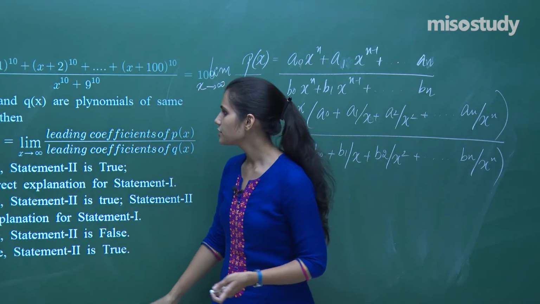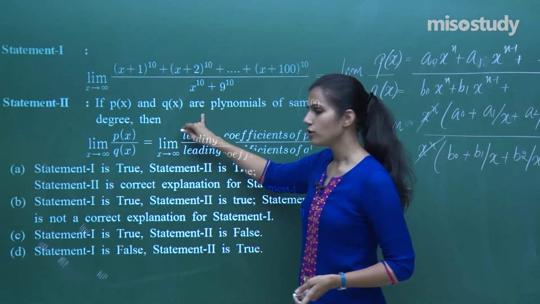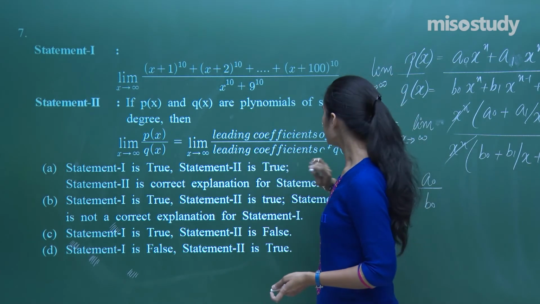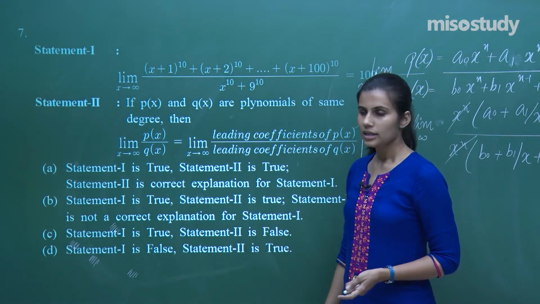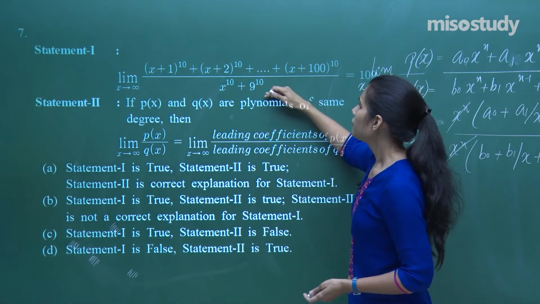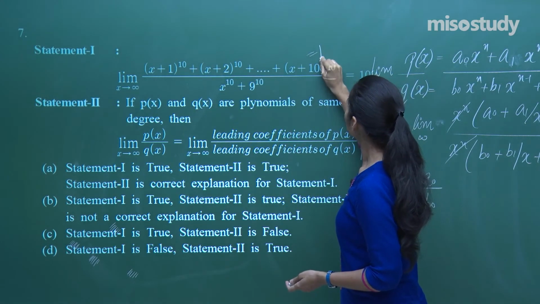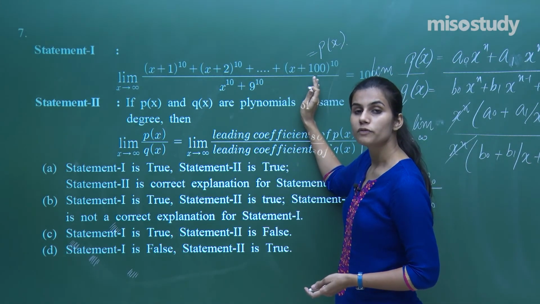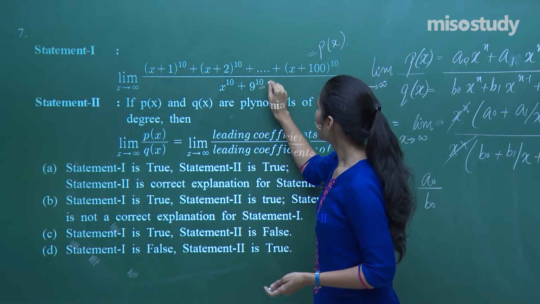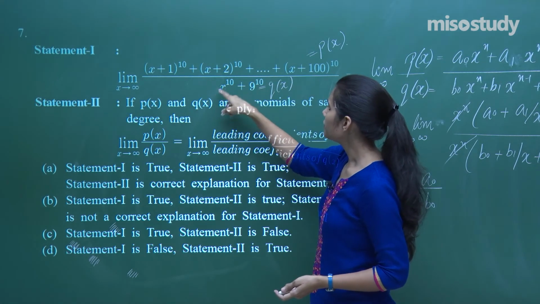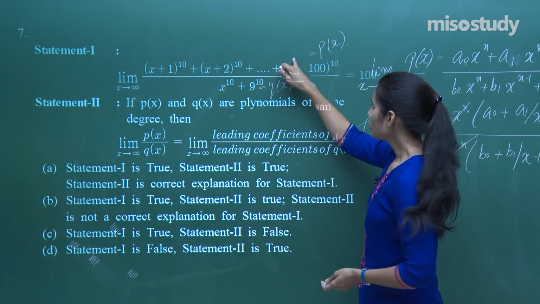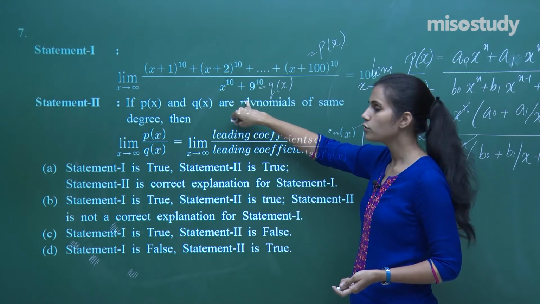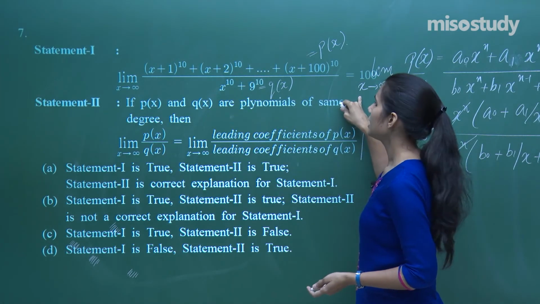So yes, limit x tends to infinity p(x) by q(x), when p and q are polynomials of the same degree, is the leading coefficient of p(x) upon the leading coefficient of q(x). So yes, statement 2 is very much true. Now using statement 2, if you go above, the numerator you can see is actually playing the role of p(x). It is a polynomial of degree 10 with leading coefficient 100. And this is playing the role of q(x), it's a polynomial again of degree 10 with leading coefficient 1. So both are polynomials of the same degree 10, leading coefficient of p(x) is 100, leading coefficient of q(x) is 1. So 100 upon 1 is the answer, which is 100.